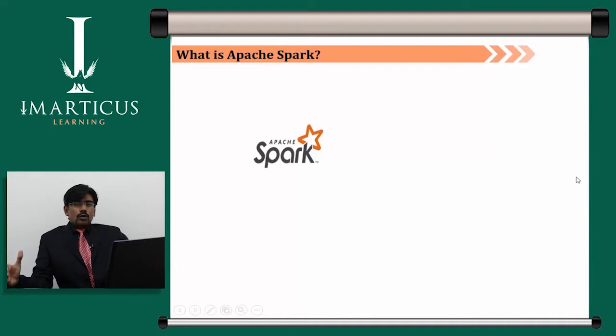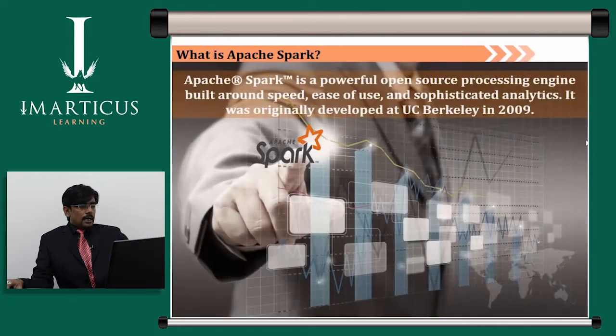So if we go by the definition, it says that Apache Spark is a lightning fast cluster computing technology designed for fast computation. It is a powerful open source processing engine built around speed, ease of use, and sophisticated analytics.